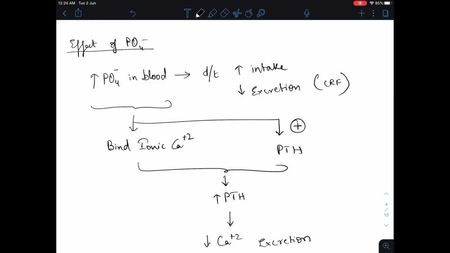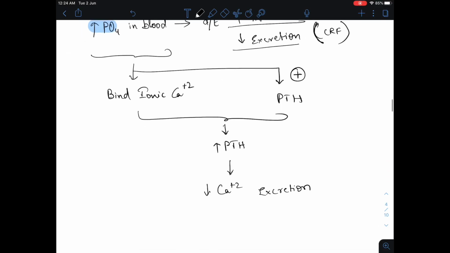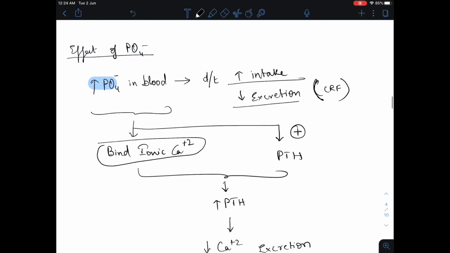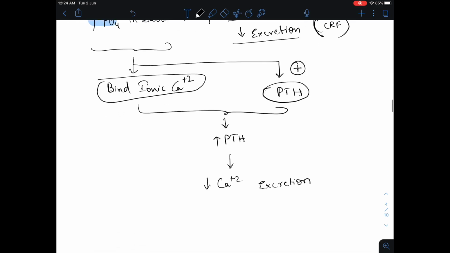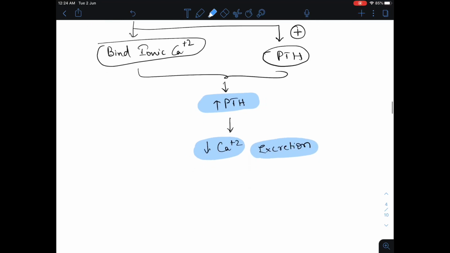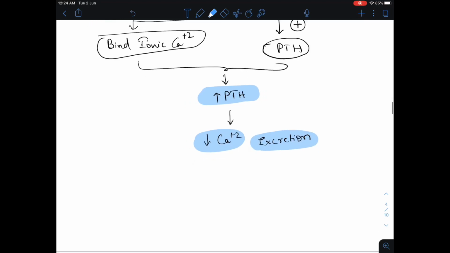What is the effect of inorganic phosphate? If there is an increase of inorganic phosphate in the blood, either due to increased intake or decreased excretion, like in chronic renal failure, this binds the ionic calcium, which is responsible for stimulating the CSR, and also it directly stimulates the parathyroid hormone. Okay, this increases the levels of PTH and decreases the calcium excretion. Okay, this is one of the very good mechanisms.